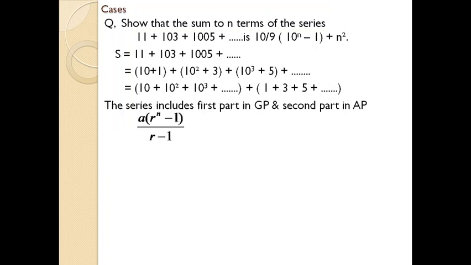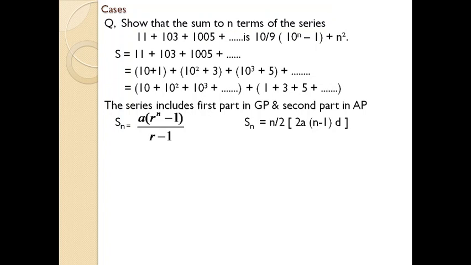So we know the equation to find the sum of n terms in geometric progression: a into r raised to n minus 1 divided by r minus 1. You know why we took this equation? Because here the r is 10, that is 10 raised to 2 is 100, 100 divided by 10, you will get 10. So r is greater than 1, so we selected the first equation. And for arithmetic progression, the equation is sum of n equal to n by 2 into 2a plus n minus 1 into d.